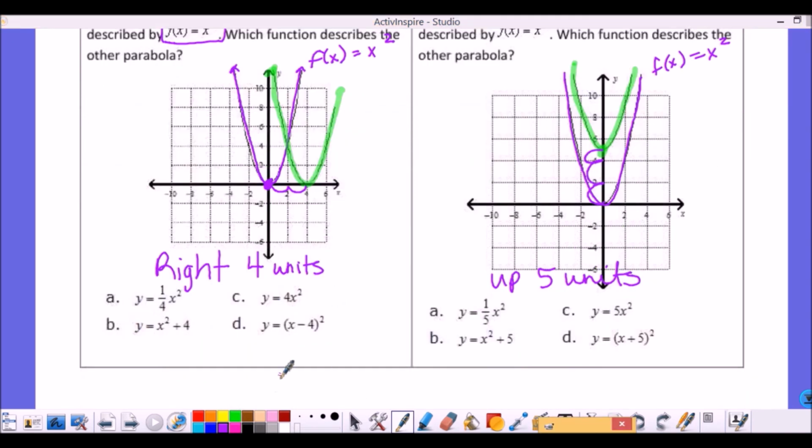All right, now I'm ready to answer the multiple choice. On problem number 14, since I went to the right 4 units, the answer choice is D as in David, because I know my x always lies. And for number 15, it went up 5 units, so I know it has to be answer choice B as in boy, because the plus 5 is not inside the parentheses.